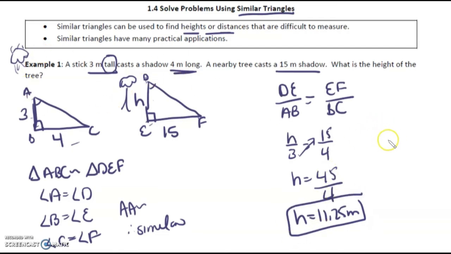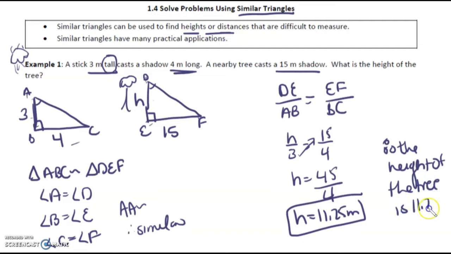Because this is a word problem, we have to put a therefore statement. Therefore, the height of the tree is 11.25 meters.